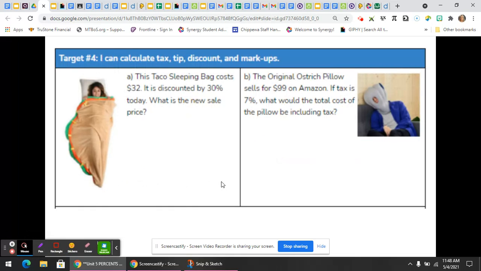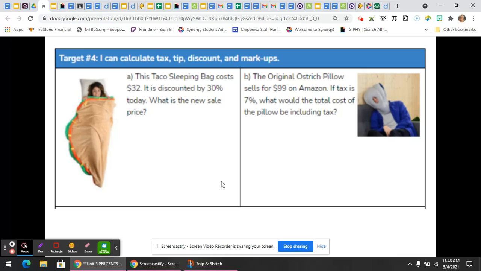All right, we're getting to our last learning target. So learning target 4, I can calculate tax, tip, and discount. So let's take a look at letter A. This taco sleeping bag costs $32. It is discounted by 30% today. What is the new sale price?